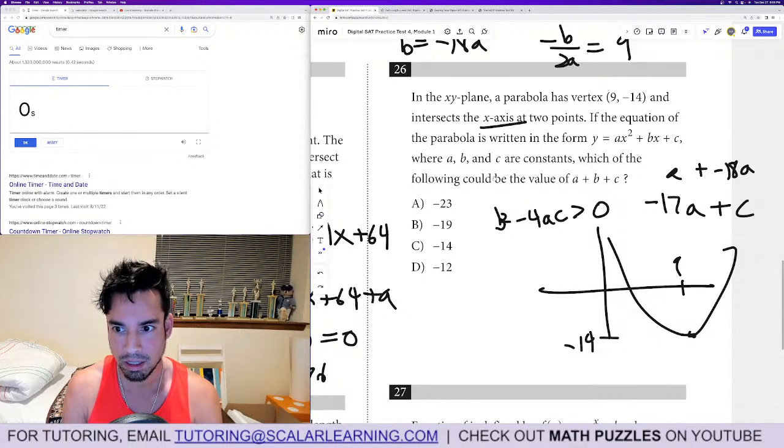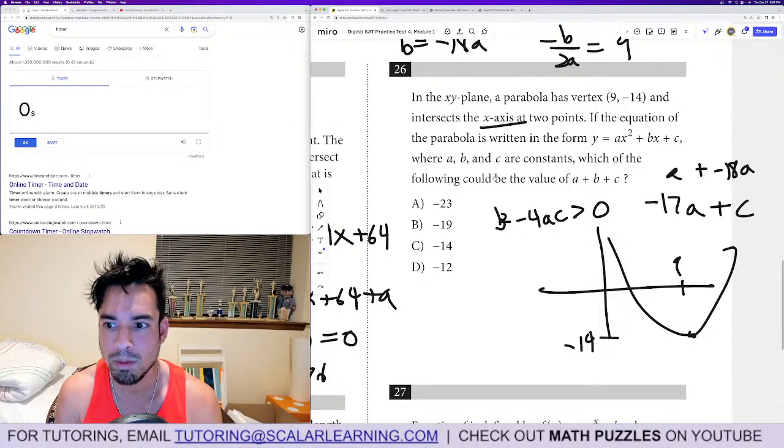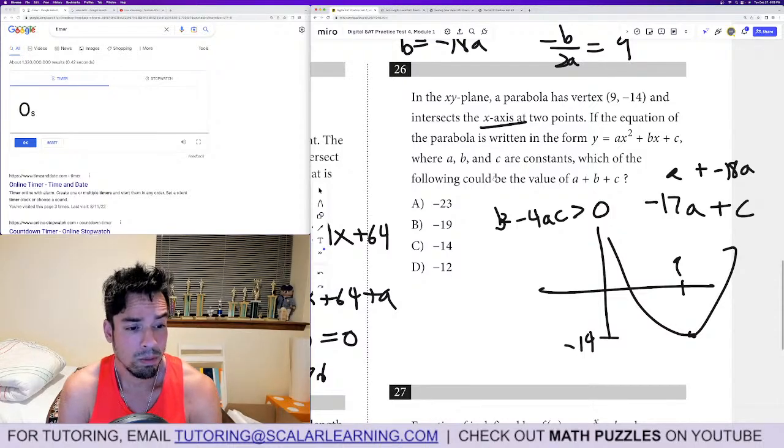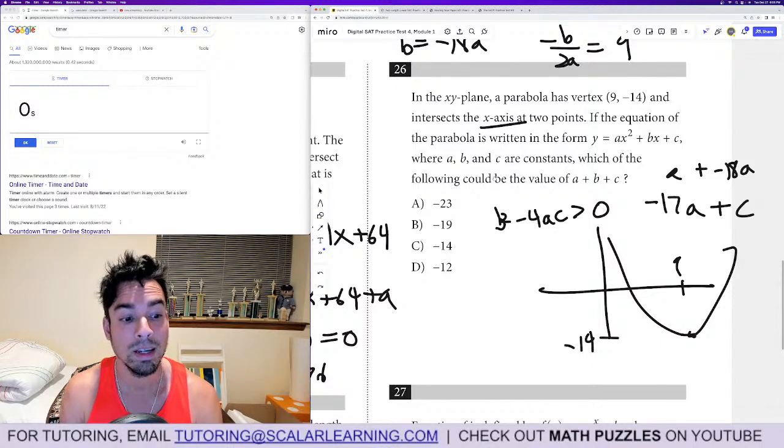God, I'm really at a loss because... Oh, wait a minute. Hold on a second. The y-intercept... Did it say a is an integer? No, it just says a constant. Negative 17a. That's the problem, right? So c is either, no, but c could be negative or positive. Then it could bring it up.